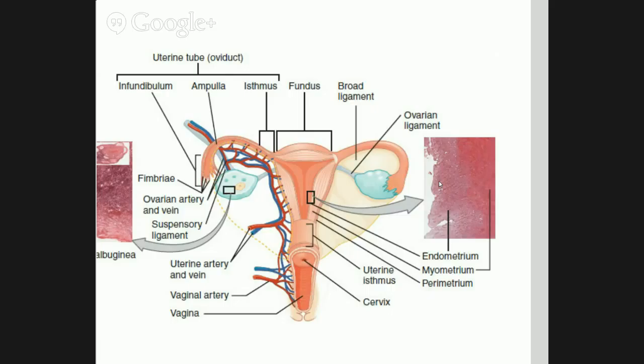So progesterone causes secretion of stuff from these glands. And so the second half of the uterine cycle is referred to as the secretory phase.